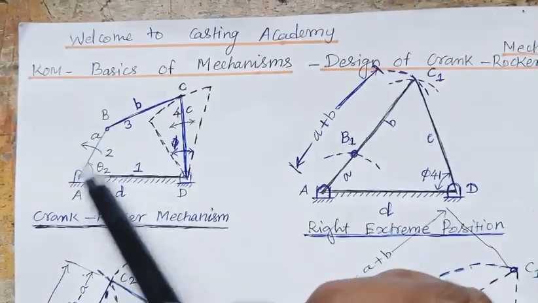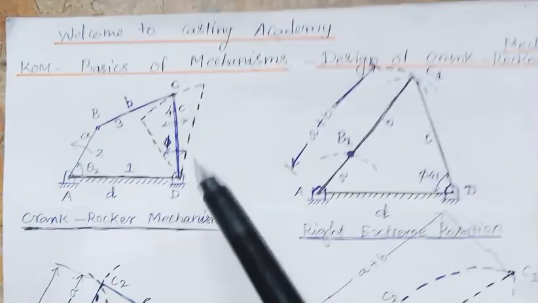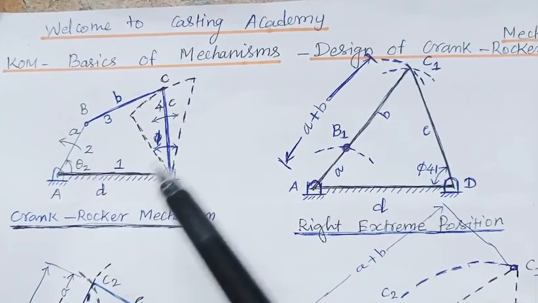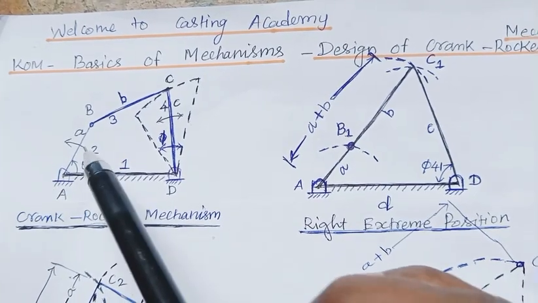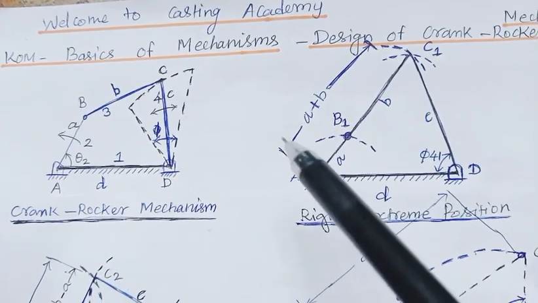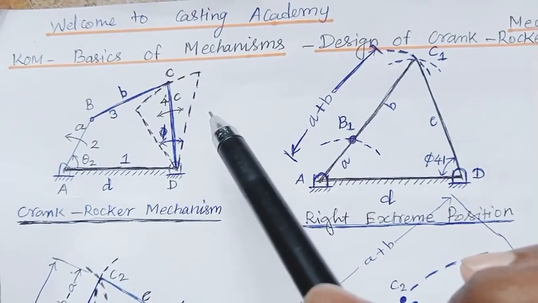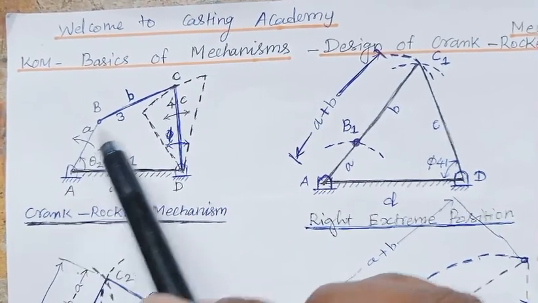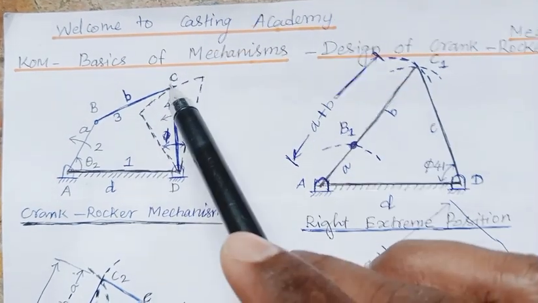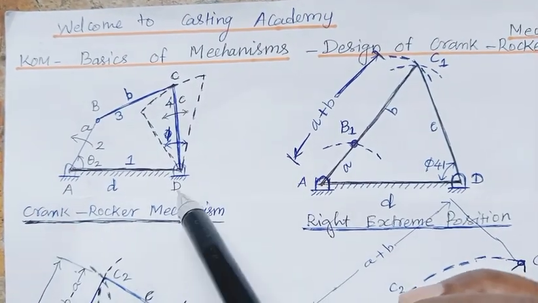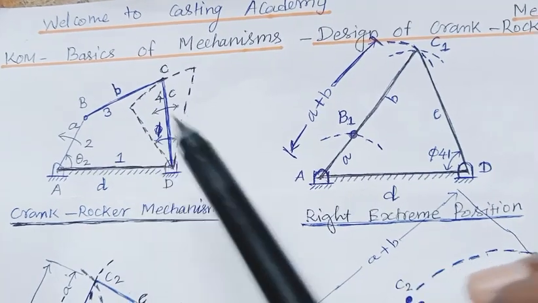Here AB is the crank, BC is the coupler, and CD is the rocker. This mechanism is used in bending machines, slotting machines, etc. This mechanism converts the rotary motion of the crank into oscillatory motion of the rocker. Rotary motion occurs at crank AB and oscillatory motion occurs at CD, the rocker. BC is the coupler or connecting rod and AD is the frame or fixed link. This is the basics behind the crank rocker mechanism.